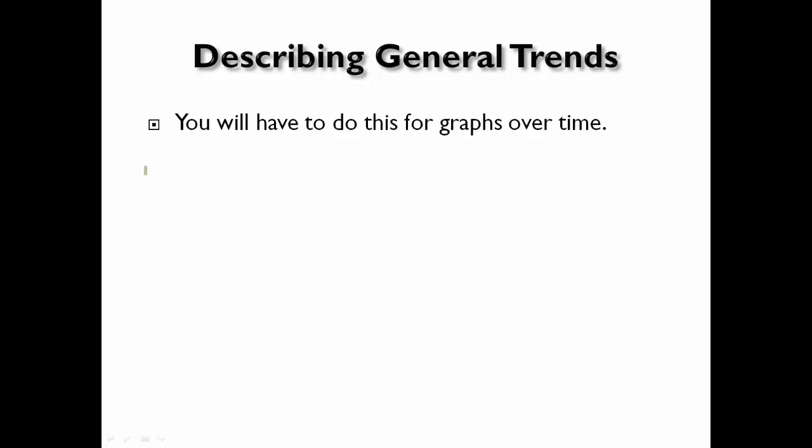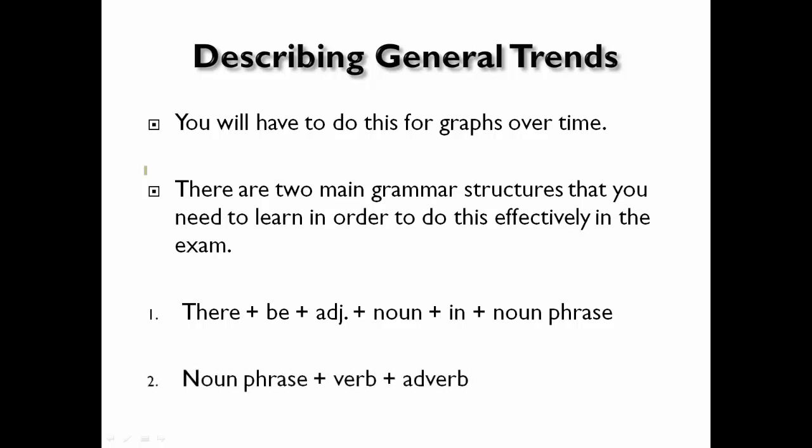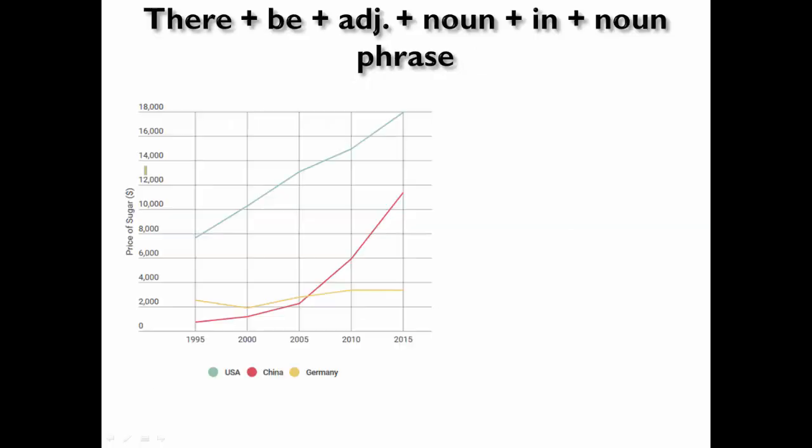So as we've discussed many times in this course, when you get a graph over time, you have to describe the general trend. There are two main grammar structures that you need to learn in order to do this effectively in the exam. Those are, the first one is there plus be plus adjective plus noun plus in plus noun phrase. And the second one is noun phrase plus verb plus adverb. Don't worry if you don't understand what these mean. We're going to look at examples now.